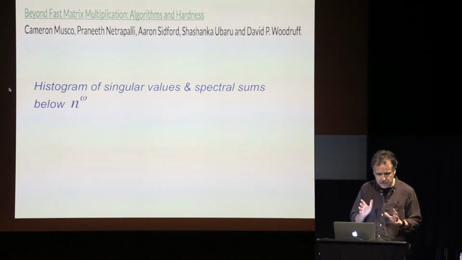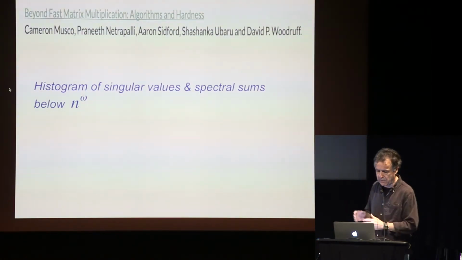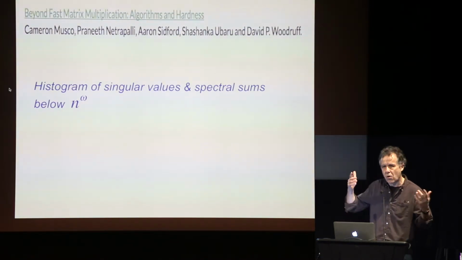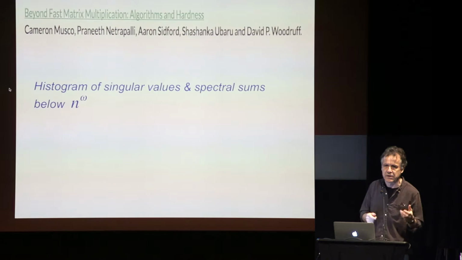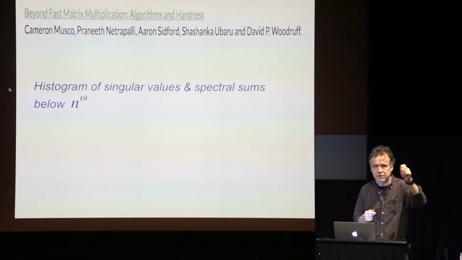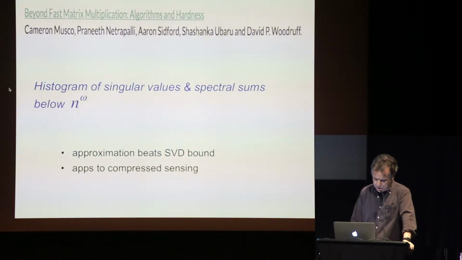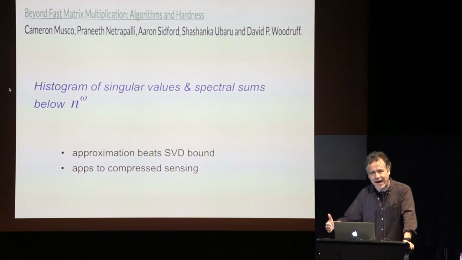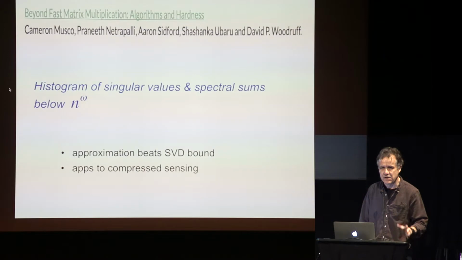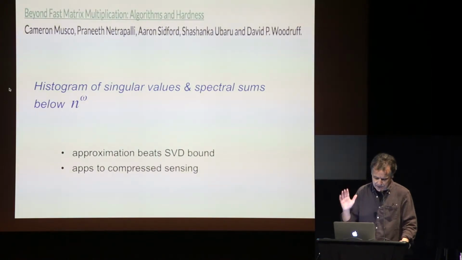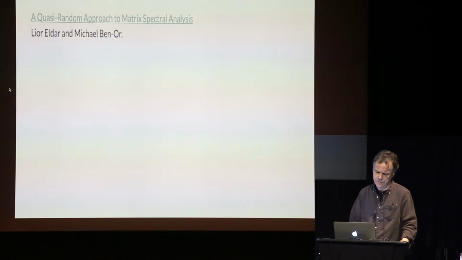Once you can compute these histograms, then you can do something even cooler, which is to compute moments, the spectral sums. You take the sums of these singular values and add exponents to them and that sort of thing. They show that you can do all of that without using SVD, in other words, without using matrix multiplication, so you can beat the n to the omega bound. And this has lots of applications to things like compressed sensing and so on.